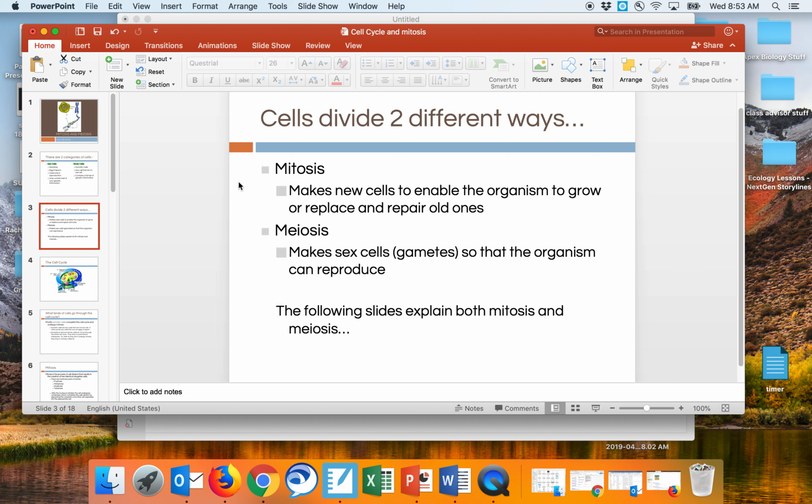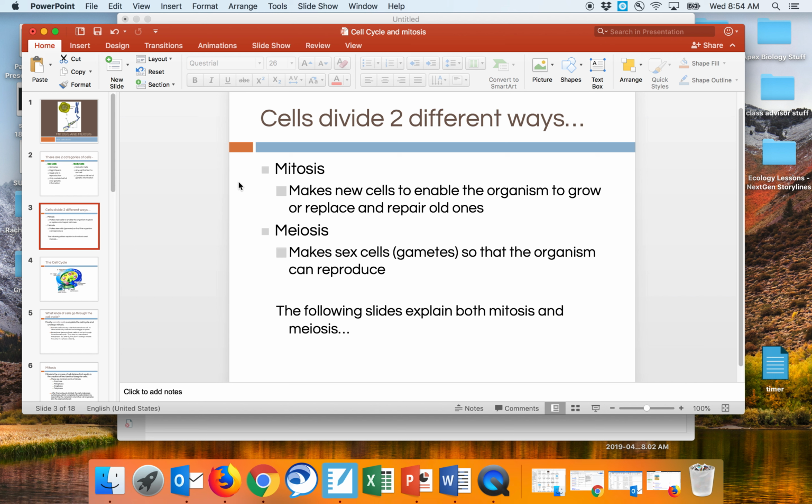When cells divide and make new cells, there are two different ways that happens. One is mitosis, which is going to be our focus today, and the other one is meiosis, that we'll be talking about in a later lesson. So our body always needs new cells. And like I said, there are two ways that it does it.